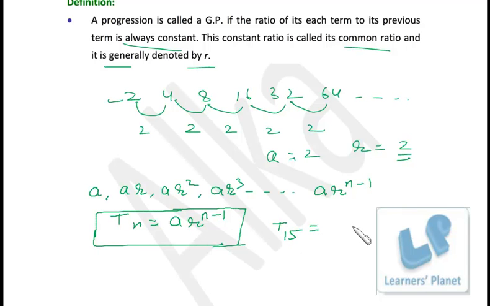T15 is equal to a, that is 2, into common ratio 2 raised to n minus 1, that is 15 minus 1, 14. So that is 2 raised to 15. So that will be the 15th term of this particular GP. Okay.